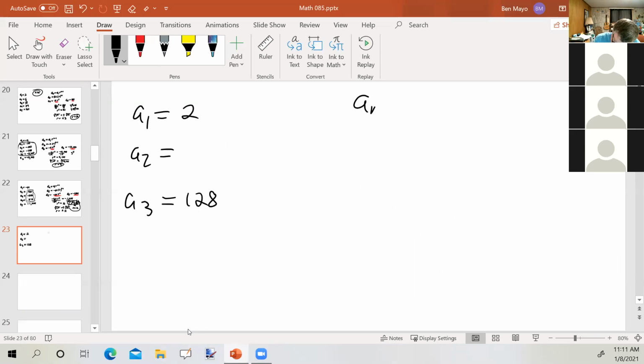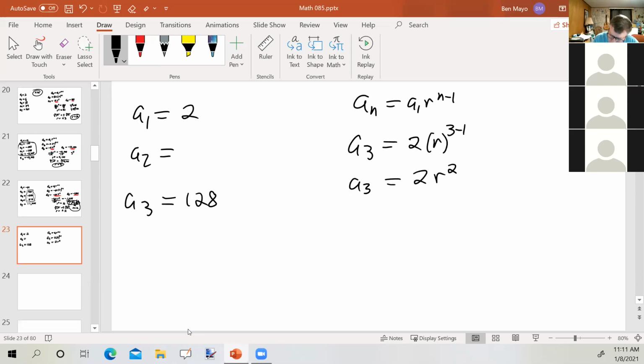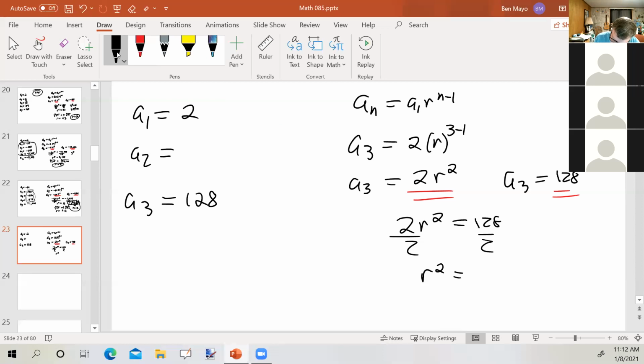So once again, a sub n equals a sub 1 times r to the n minus 1 power. A sub 3 is a sub 1, which is 2, times r to the 3 minus 1 power, which is 2r squared. So a sub 3 is 2r squared, and a sub 3 is also 128. So 2r squared equals 128. Divide both sides by 2. r squared equals 64. The square root of r squared would be plus or minus the square root of 64. So r is going to be plus or minus, what times itself is 64?